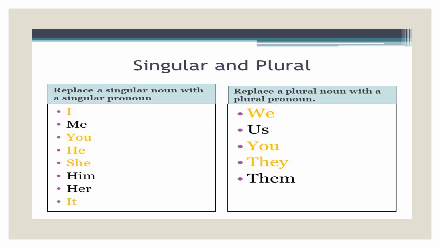Children, as you can see on the screen, there is a chart about singular and plural pronouns. On the left hand side, we have singular pronouns. When we replace a singular noun with a pronoun, it is known as a singular pronoun. Examples of singular pronouns are I, me, you, he, she, him, her, it. Let us now move to the right-hand side of the screen. When we have to replace a plural noun, we use a plural pronoun. Examples of plural pronouns are we, us, you, they, them.